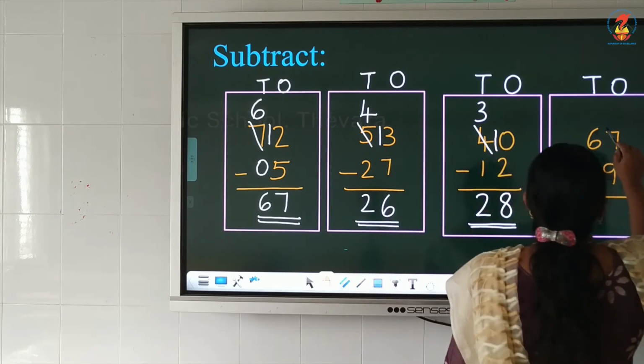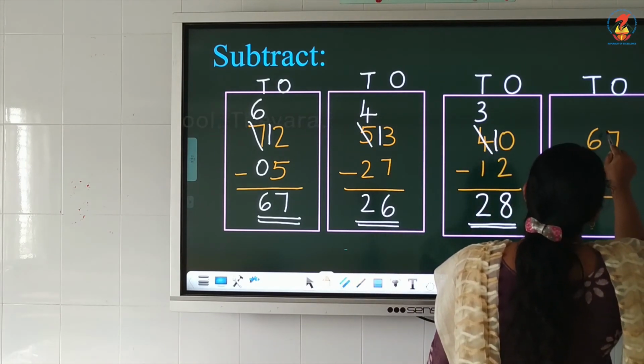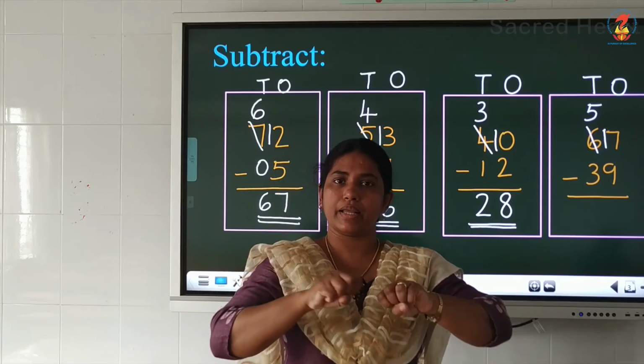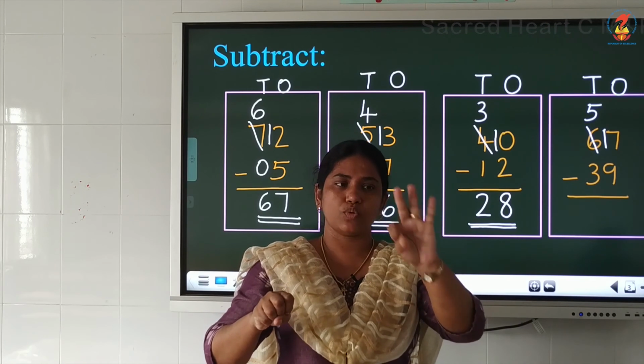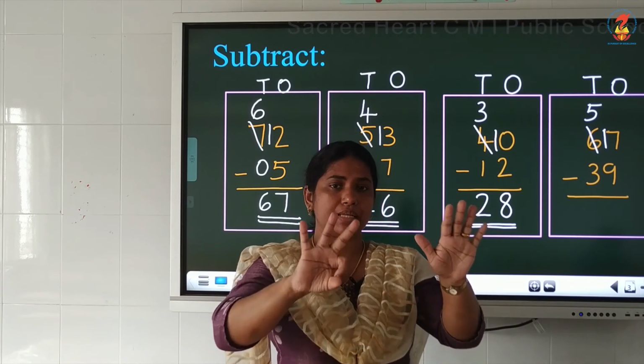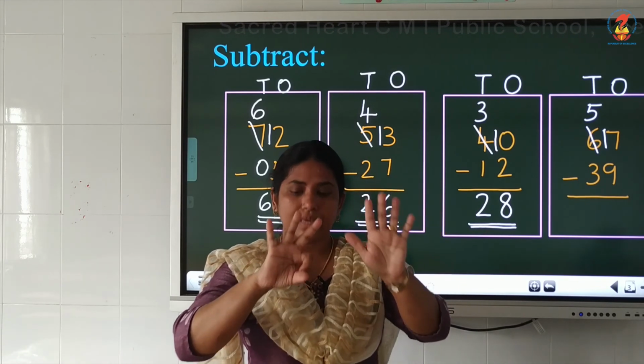So children, we are taking 1 from this 6. That time this 7 will become 17. Cut this 6. 6 will become 5 just before number 5. Okay. Now we can subtract 17 minus 9. Start counting after 9. 10, 11, 12, 13, 14, 15, 16, 17. What is the answer? 8.